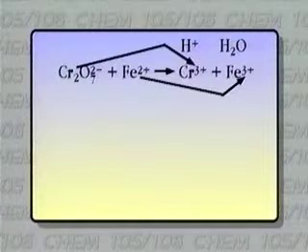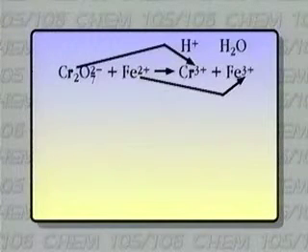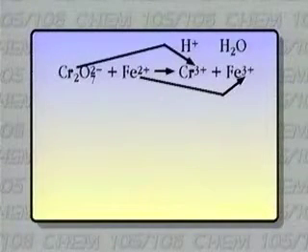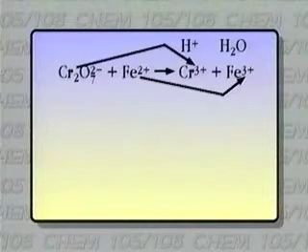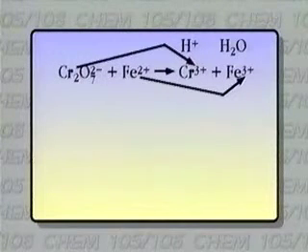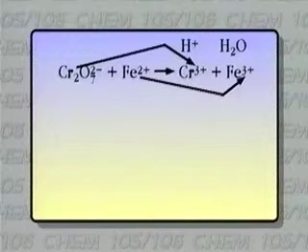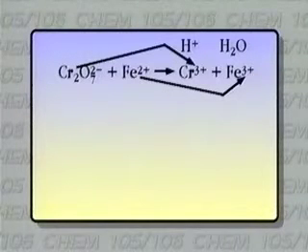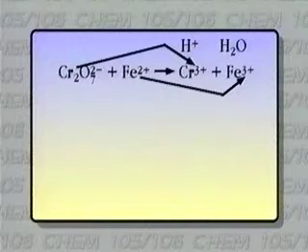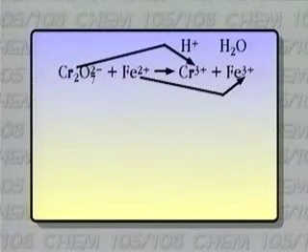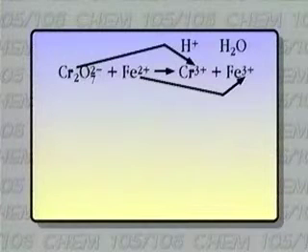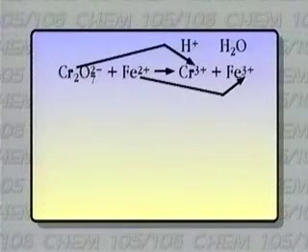Okay? So we break the equation down into two parts. An oxidation part, which in this particular case is the iron, going from the 2+ to the 3+. It's increasing in oxidation number, so that's the oxidation reaction. And the other reaction, the dichromate going to chromium 3+, must be the reduction equation.